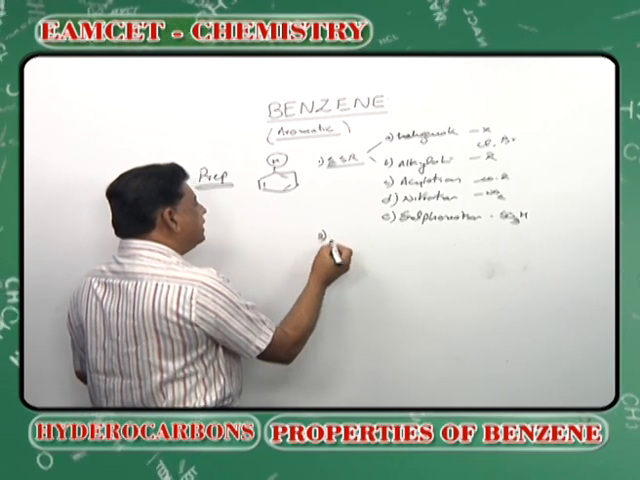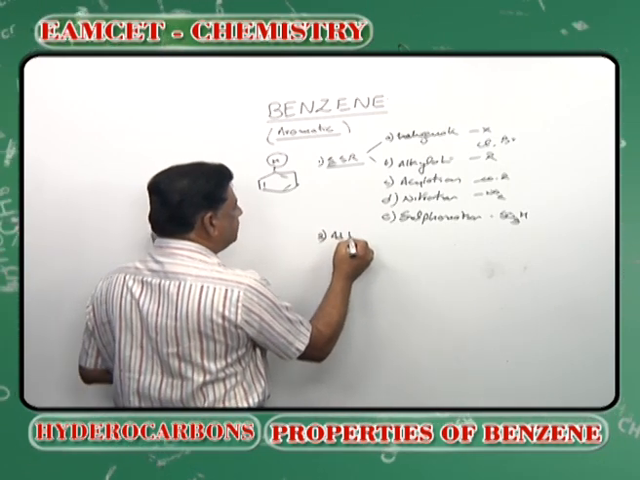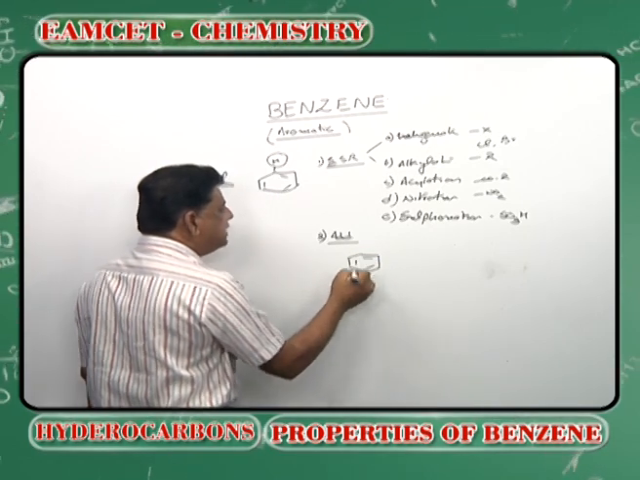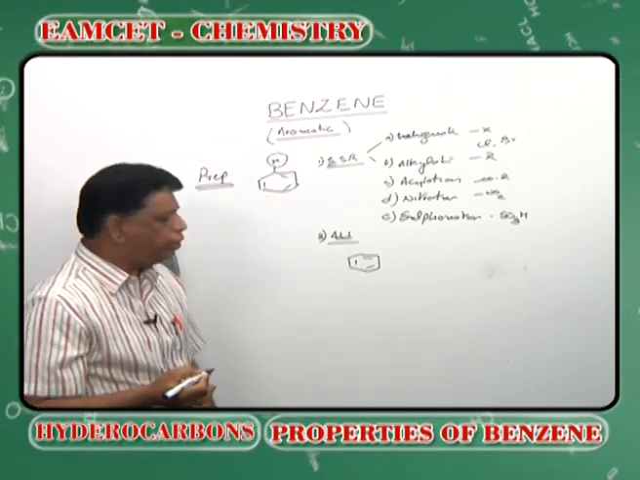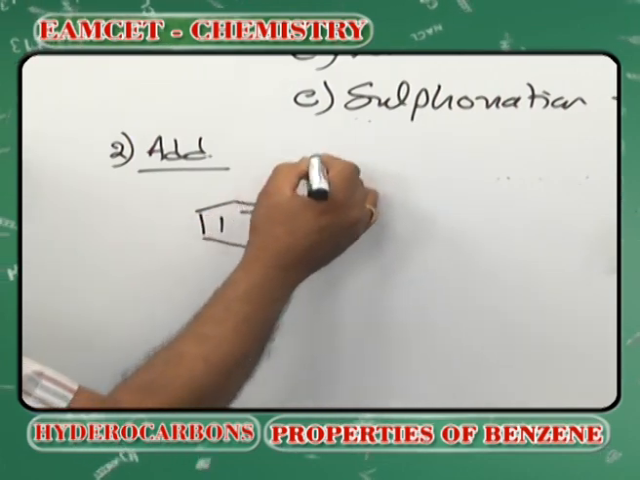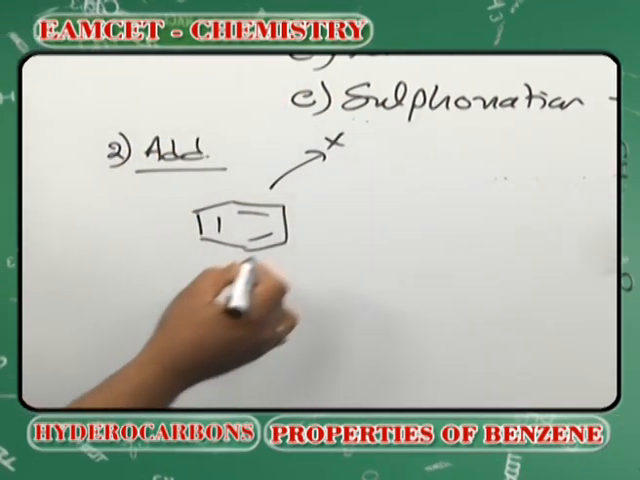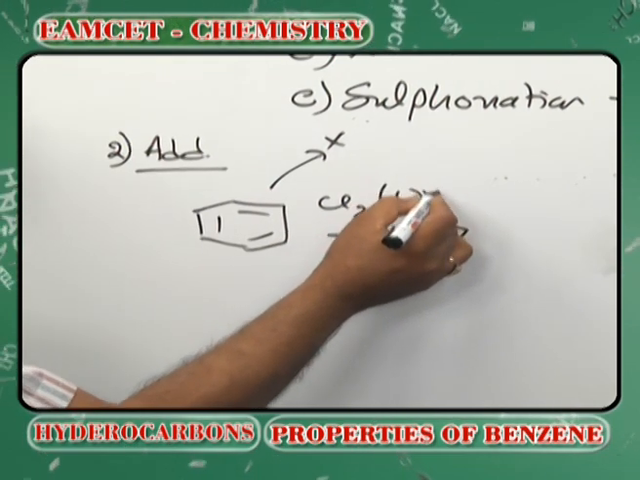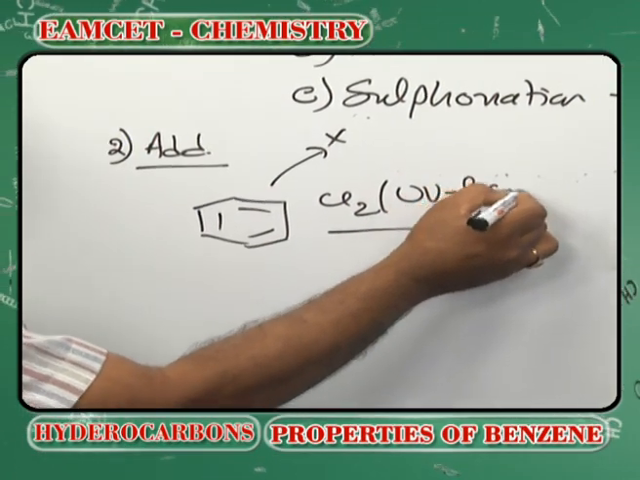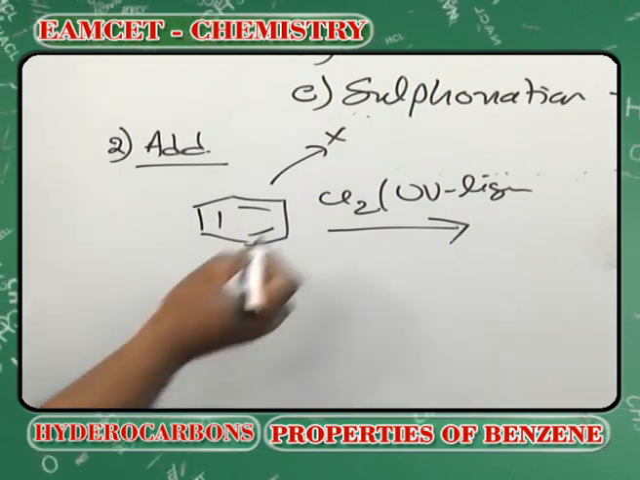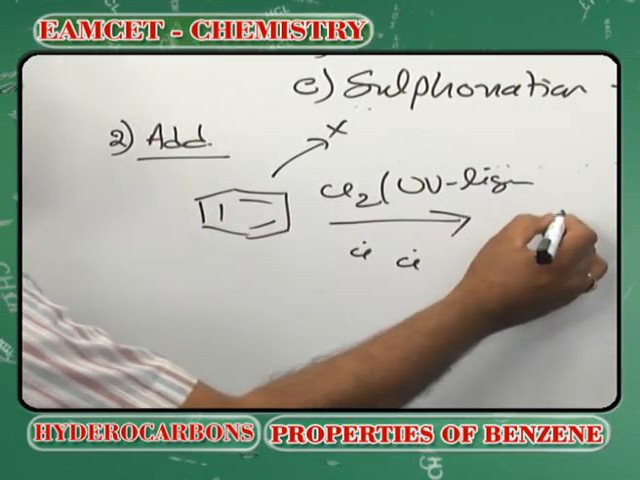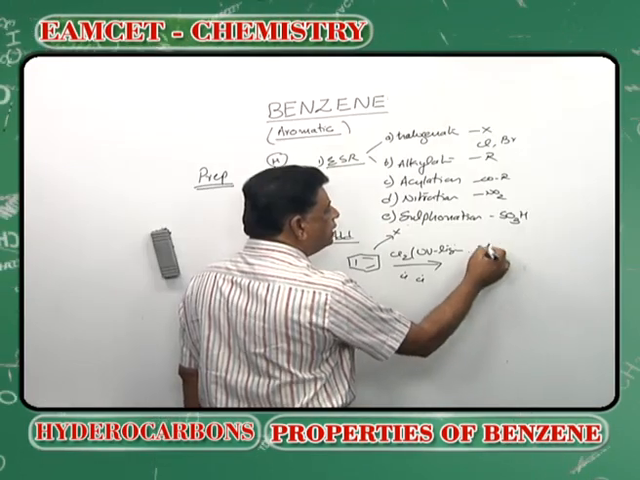Then we have the addition reactions. In addition reactions, as I said, benzene hesitates and generally will not undergo addition. But under some conditions, like if you take chlorine and UV light, with irradiation by the UV light, the chlorine breaks up into two radicals. These two radicals go on adding, and you will get hexachlorobenzene.